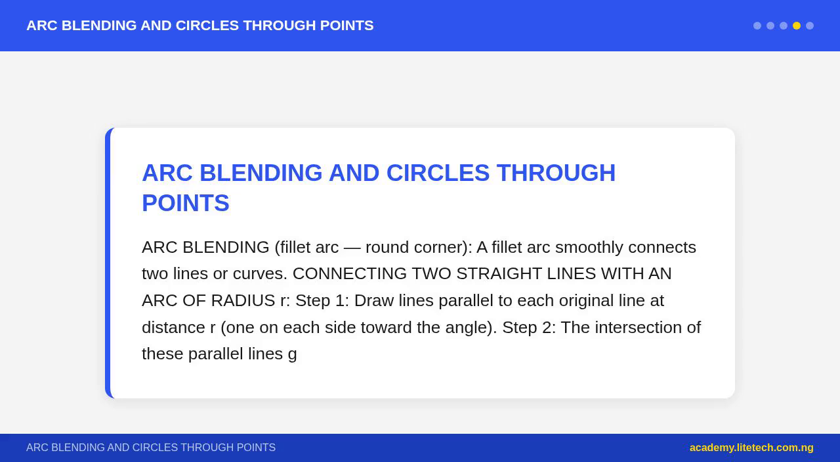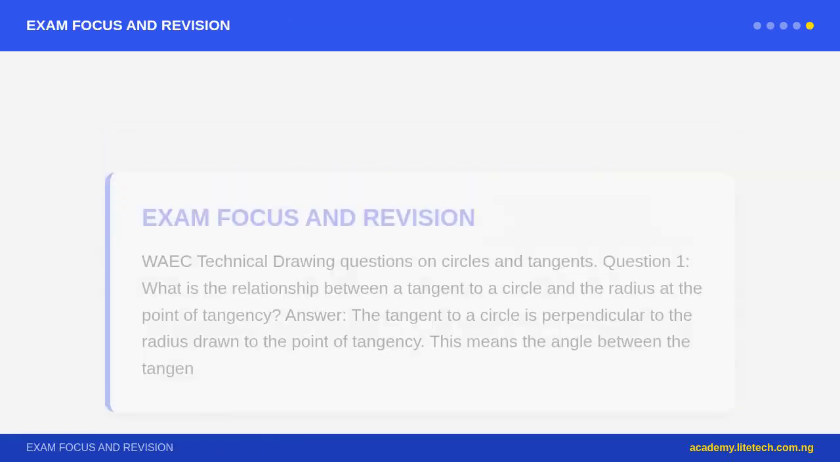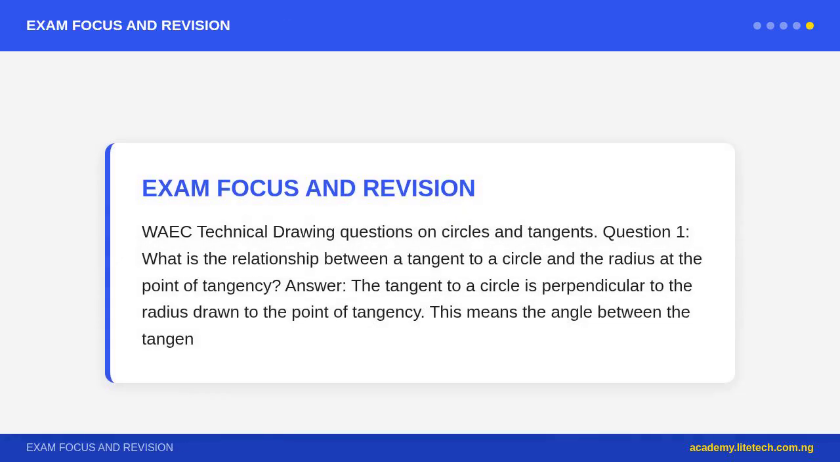Question 4. Describe the construction of a fillet arc of radius R connecting two perpendicular lines. Answer. 1. Draw lines parallel to each original line at distance R, on the inside of the right angle. 2. These parallel lines intersect at point C, the center of the fillet arc. 3. From C, draw perpendiculars to the original lines to find tangent points T and T2. 4. With center C and radius R, draw the arc from T to T2. The arc smoothly blends the two perpendicular lines.